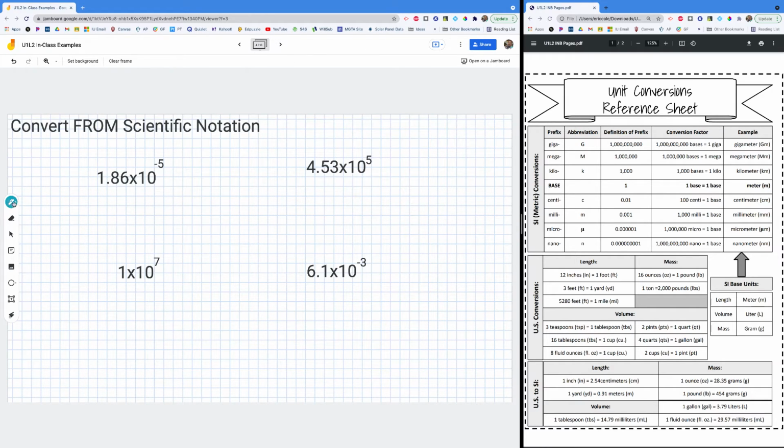Now the backwards, to get from scientific notation to a regular number, just write out the number. Remember, if it's a negative exponent, that means our written out number is less than 1, so we're going to move it this way, 1, 2, 3, 4, 5 places, and then fill in your holes with zeros. So 0.0000186.